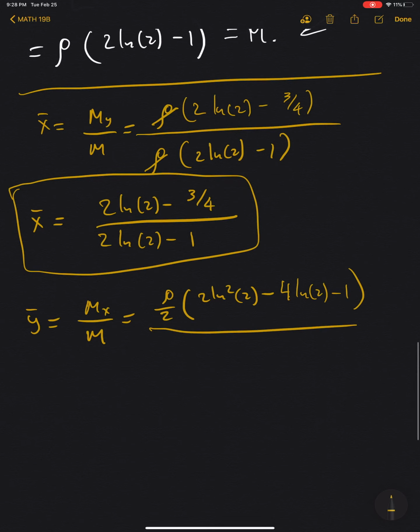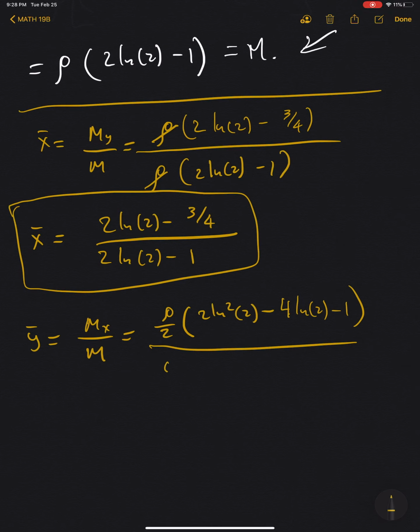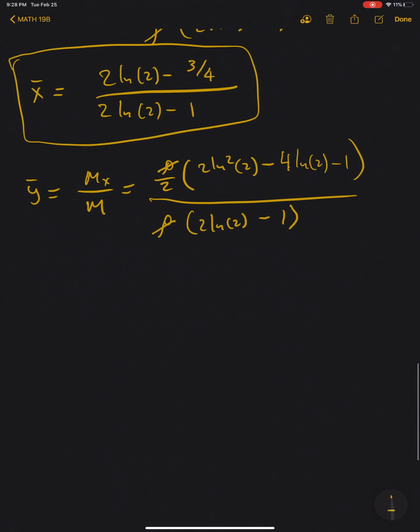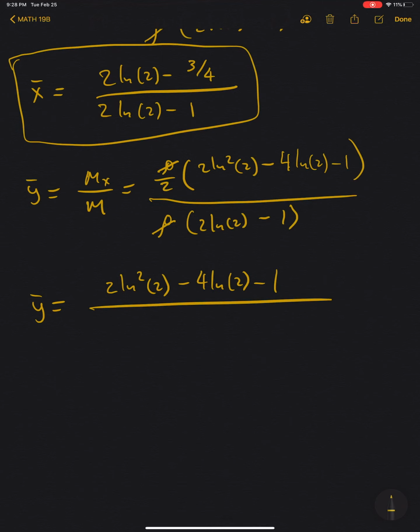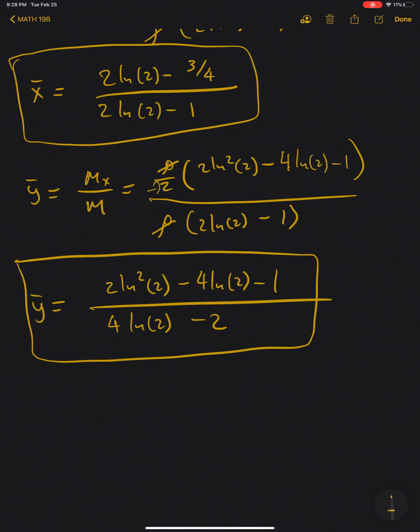And this divided by the mass that we have here on top. This is rho times 2 times the natural log of 2 minus 1. And again, the rhos cancel, so this is pretty handy. And in the end, we can have a better expression for this. This will be 2 natural log of 2 squared minus 4 times natural log of 2 minus 1 divided by, so I'm going to divide everything by 2 in here, this becomes 4 natural log of 2 minus 2. So that will be the y coordinate for my center of mass.